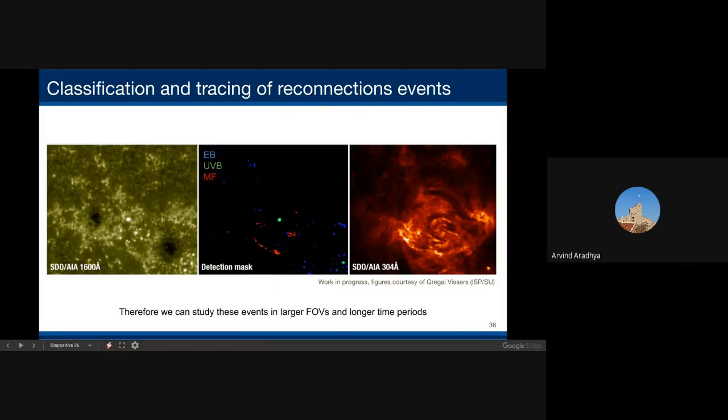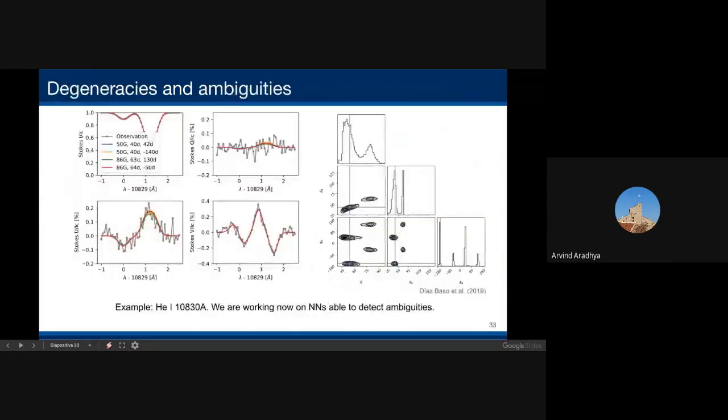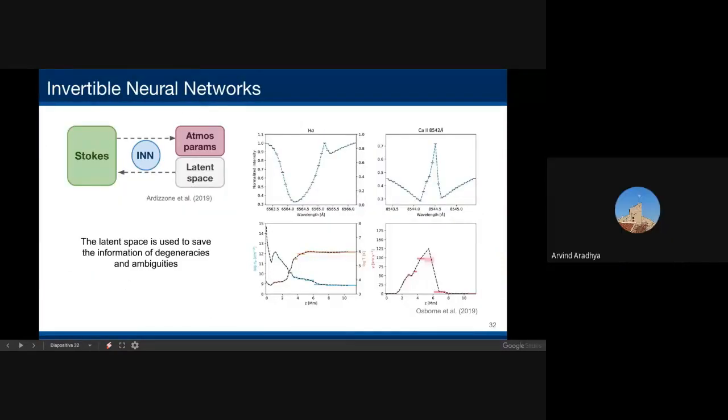Carlos, that was a nice talk. If you can go to the slide where you have the invertible neural network. Yes, this slide. Right, this one. So that latent space, if I understand that correctly, I put that in the chat as well. If you have multiple solutions that correspond to one Stokes profile in the atmospheric parameters, that's what you call degenerate, right? So how do you end up handling the degeneracy?